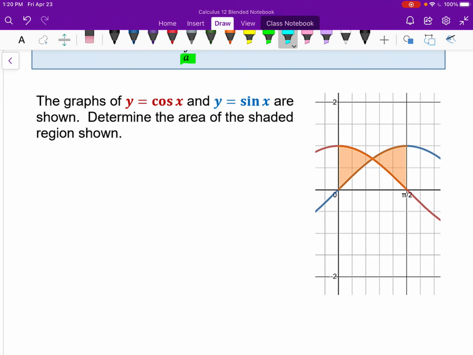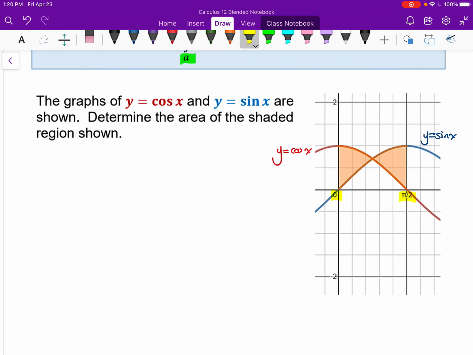With that said, though, let's look at this. I have 2 waves. I have the sine wave and the cosine wave, and you can see the cosine wave right here and the sine wave right here. And I want to find the area between them in the interval from 0 to pi over 2. So that's what we're trying to find, that shaded region there.